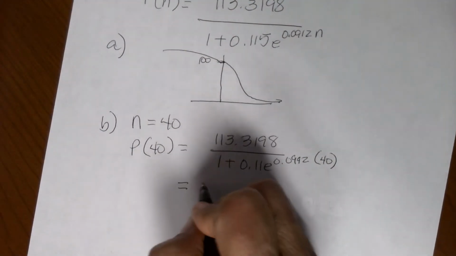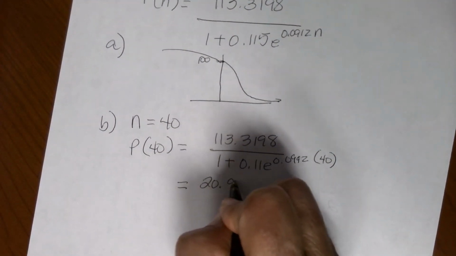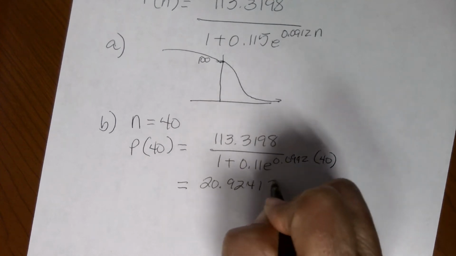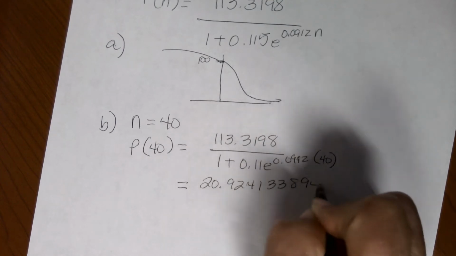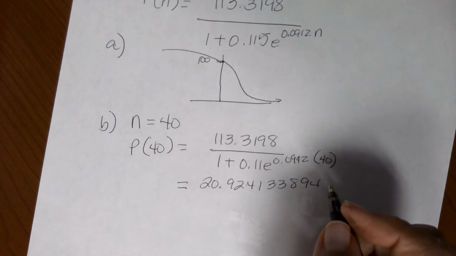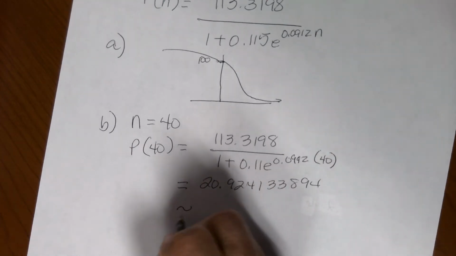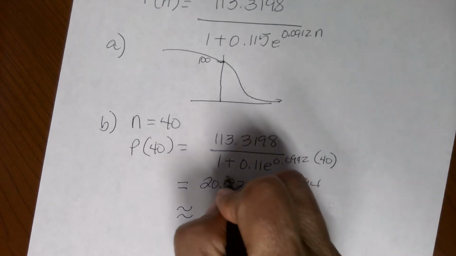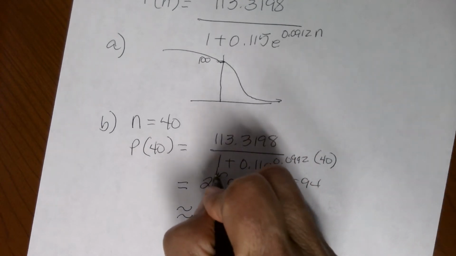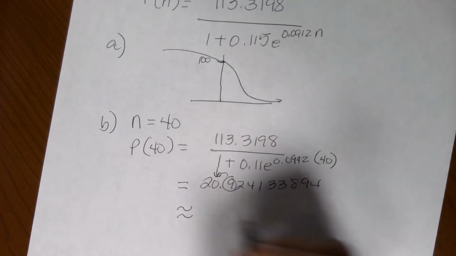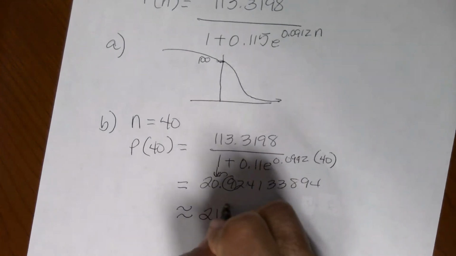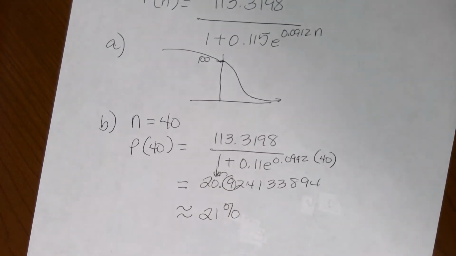So I got 20.924133894, and it's telling me to round to the nearest integer as needed. If I round to the nearest whole number, this digit is 5 or more, so this would be about 21%.